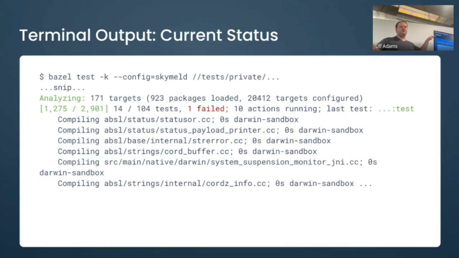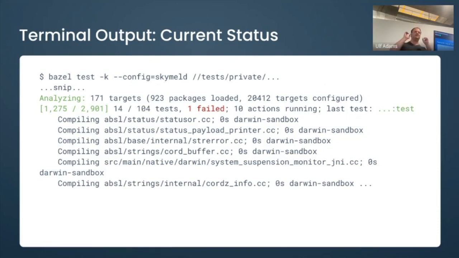In the SkyMeld case, Bazel is telling you what the analysis status is, what build files it has read, how many packages it has loaded, how many targets it has configured. So that seems interesting, right? It's an indication of how much work it has done. It doesn't really tell us how much work is still to do. Then we have a summary of the actions here in the front. These are the actions. What's a little bit weird here is that the second counter, the total, is also going up.